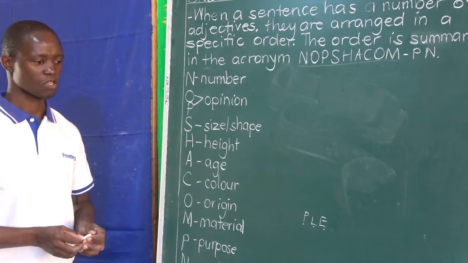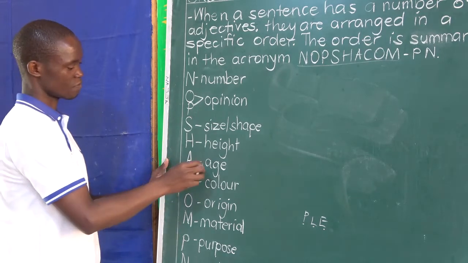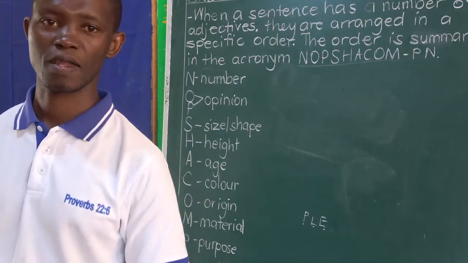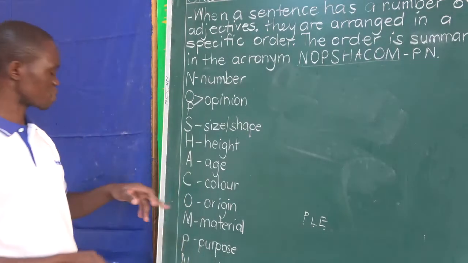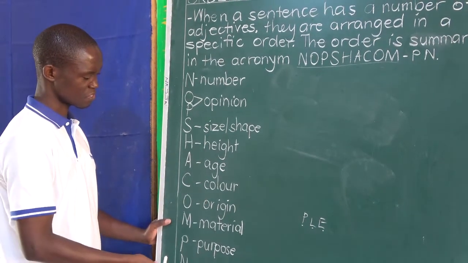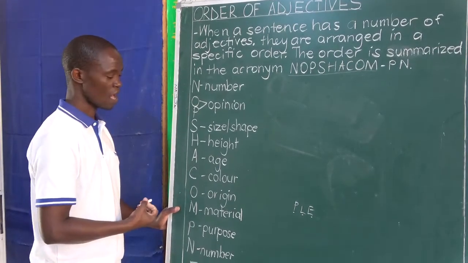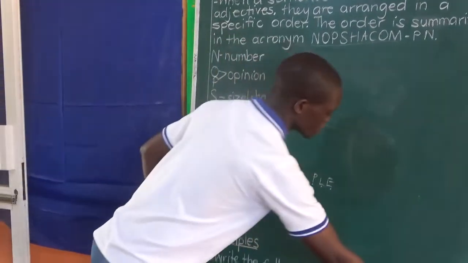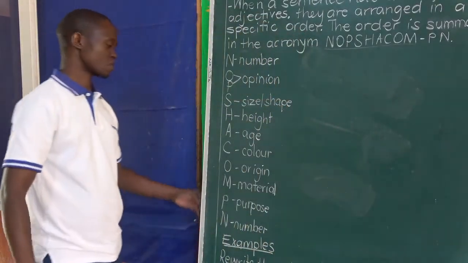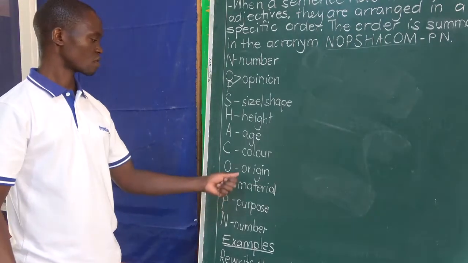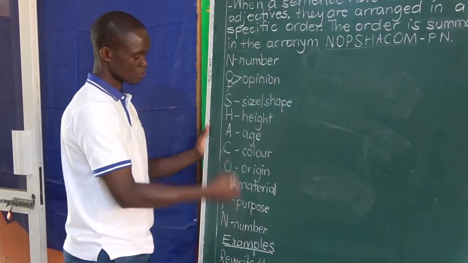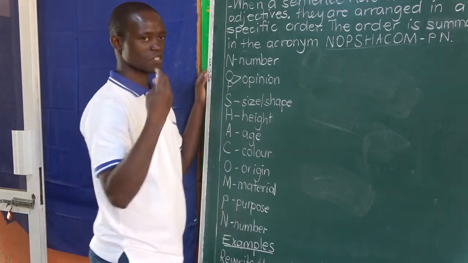Age is letter A. Letter A represents adjectives of age. Then C stands for adjectives of color. Adjectives of color are what you represent using letter C. Next is O, which stands for origin. We have adjectives of origin, and these are normally called proper adjectives, meaning they start with capital letters. They are also called nationality words.